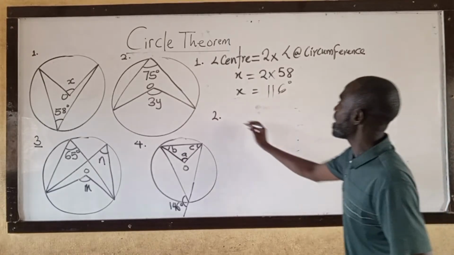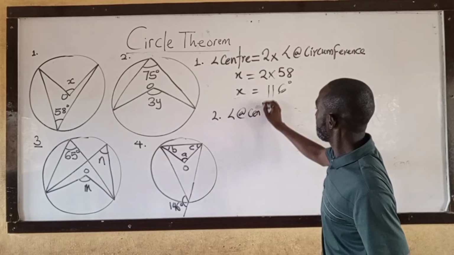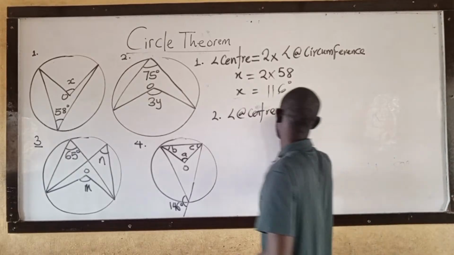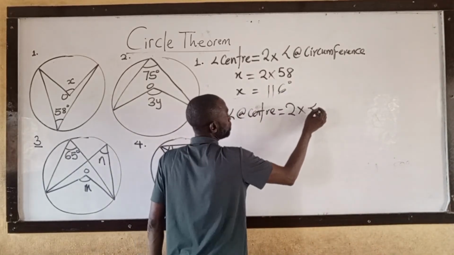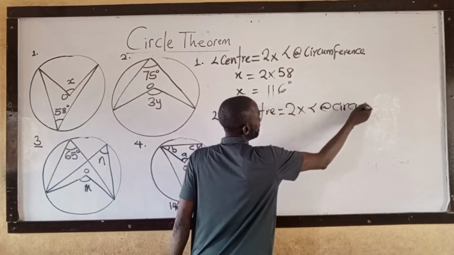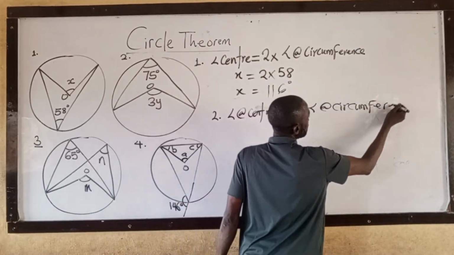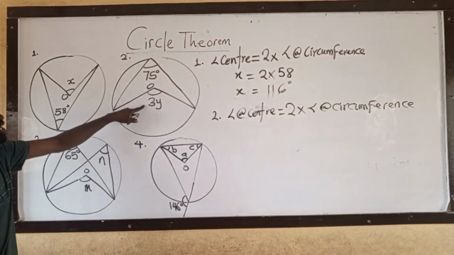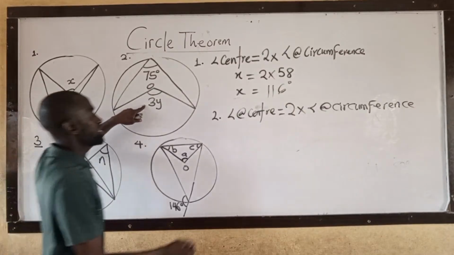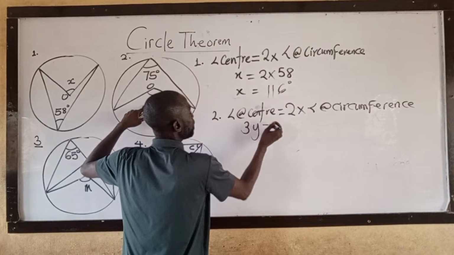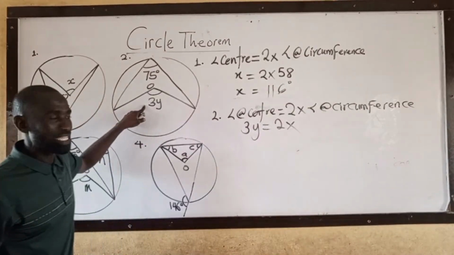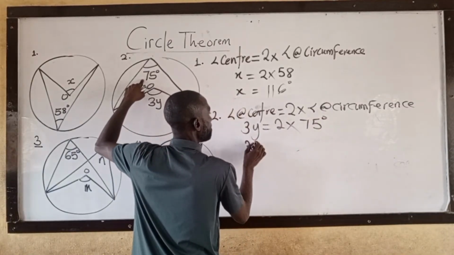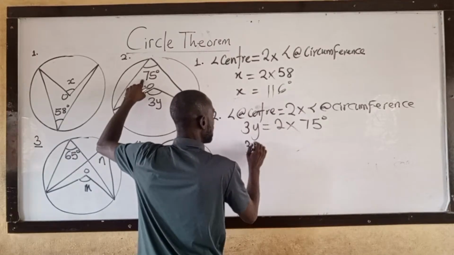Now, same rule. Angle at center equals 2 times angle at circumference. So where is the angle at center? 3y is the angle at center. So we have 3y equals 2 times, where is the angle at circumference? 75 degrees. So we have 3y equals 150.